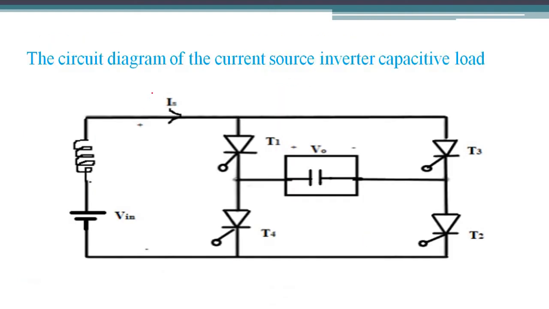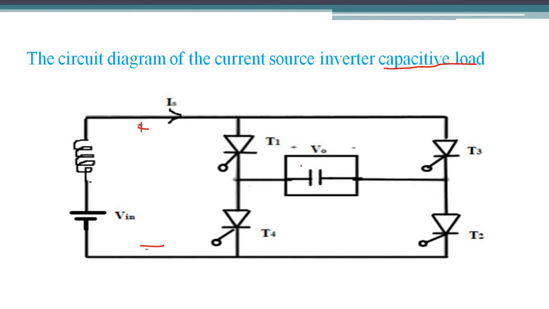Okay. So next, the circuit diagram for the current source inverter with a pure capacitive load. The same circuit, but instead of the resistive load, here we have a capacitive load. So the load current, capacitive load, same voltage source, large inductance, direction of current, and the thyristors T1, T2, T3 and T4. Here it is a pure capacitive load.